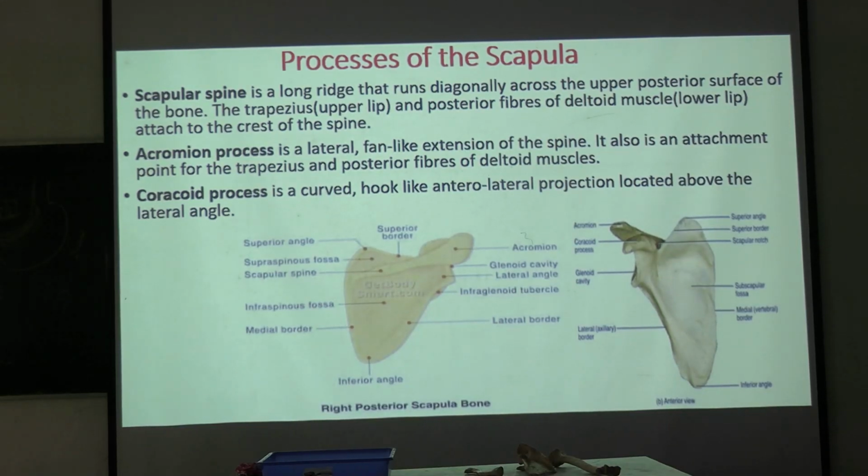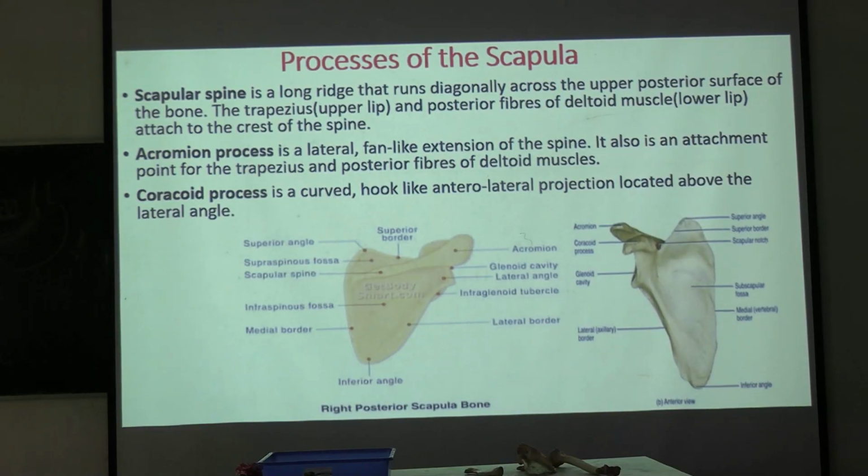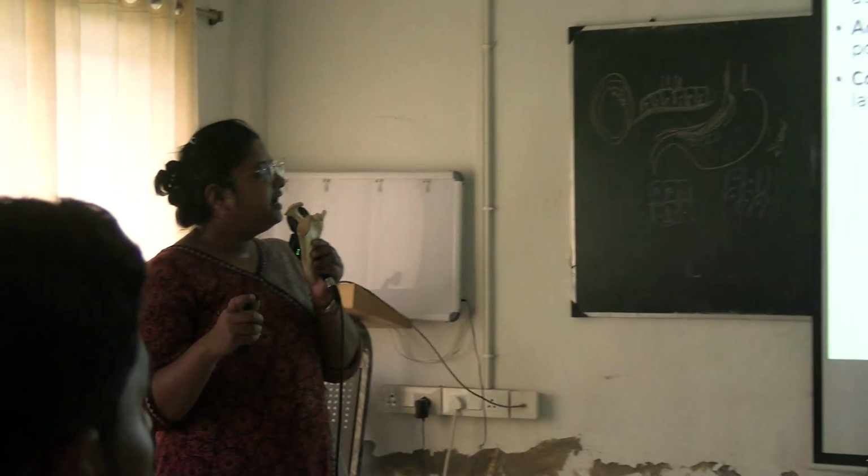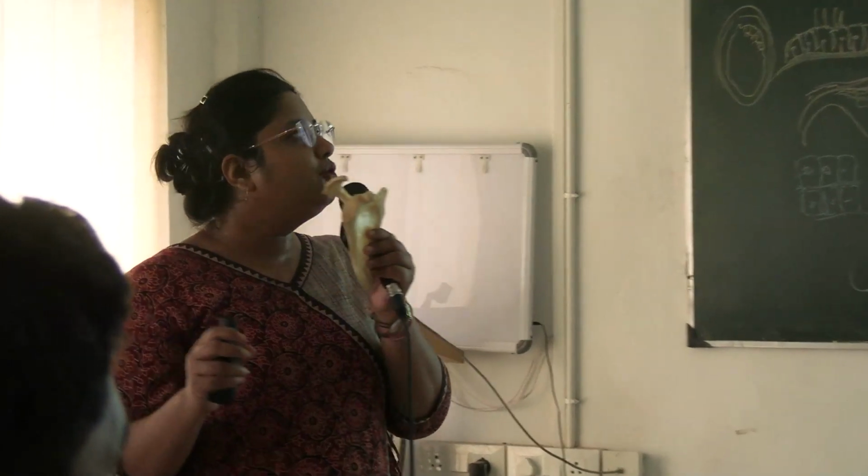Next is the coracoid process. See, this one is the coracoid process. The coracoid process is a curved hook-like anterolateral projection located above the lateral angle. See, this glenoid cavity is forming the lateral angle. So just above it, it is originating, and it is a bent finger-like process. Curved, hook-like.